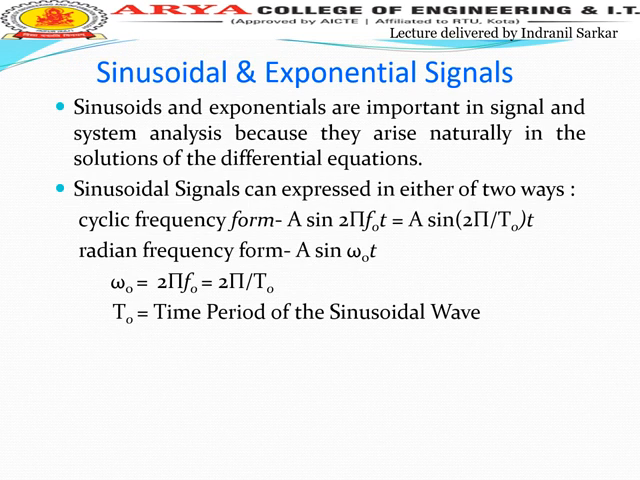Sinusoidal and exponential signals. Sinusoids and exponentials are important in signals and systems analysis because they arise naturally in the solutions of differential equations. Sinusoidal signals can be expressed in either of two ways. Cyclic frequency form: A sin 2π f0 t is equal to A sin 2π by T0 into t. Radian frequency form: A sin ω0 t, where ω0 is equal to 2π f0 is equal to 2π by T0, because f0 is equal to 1 by T0, and T0 is the time period of the sinusoidal wave.